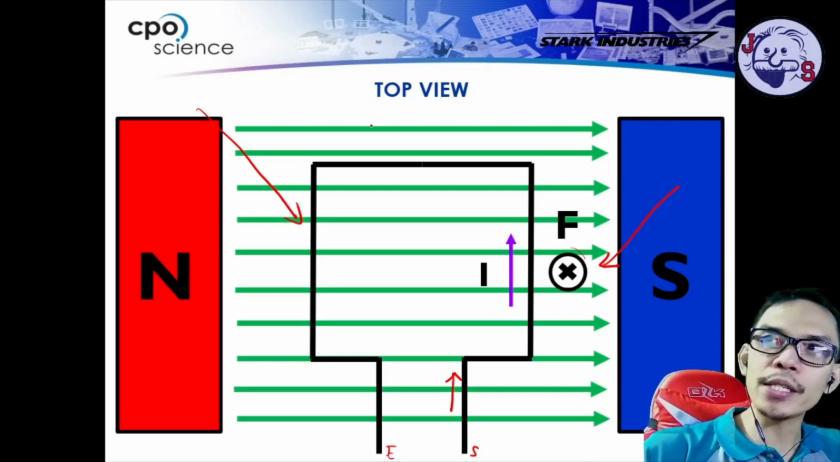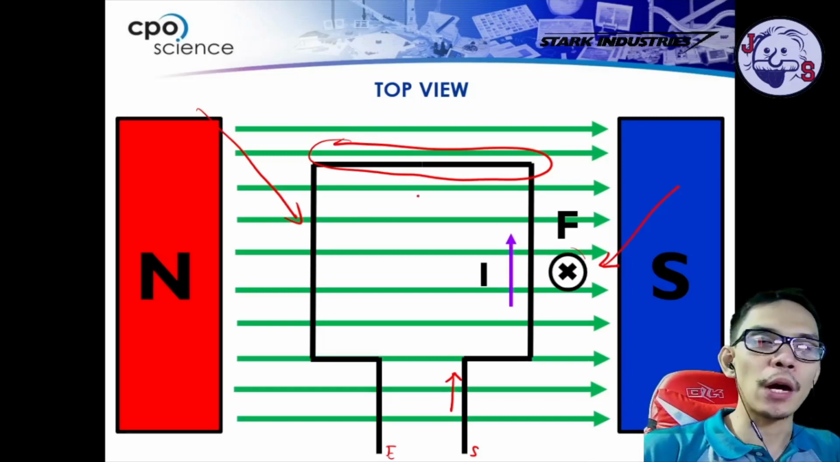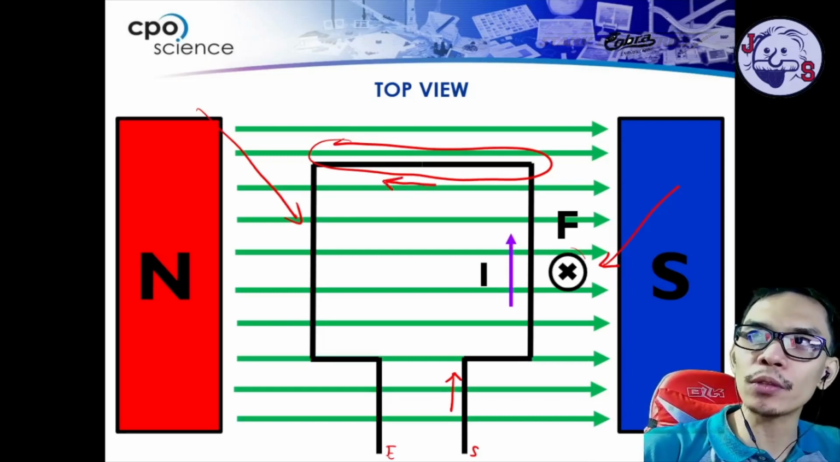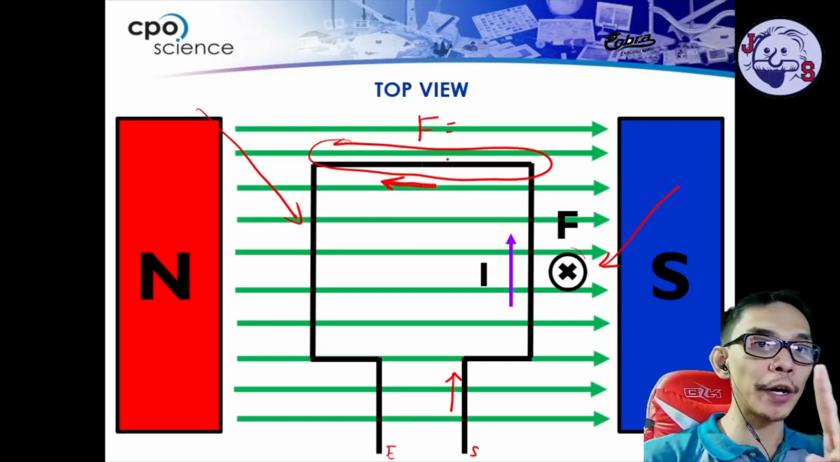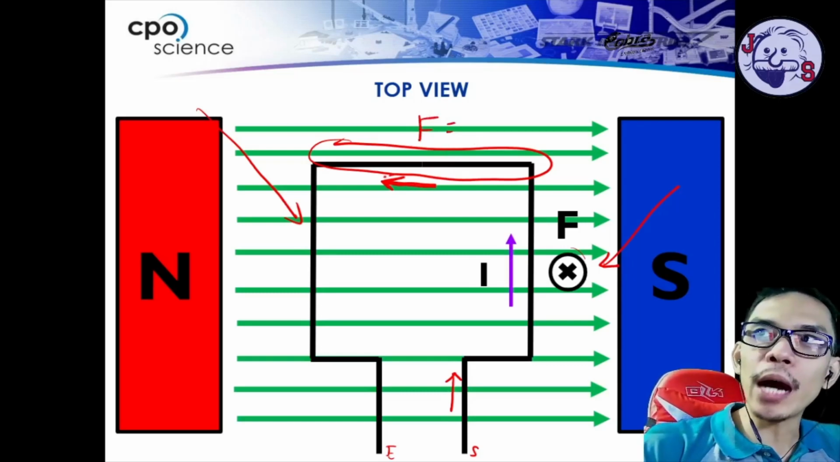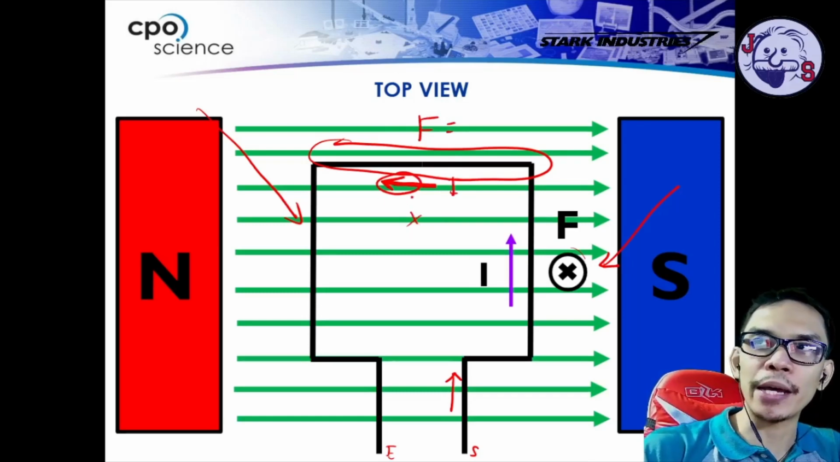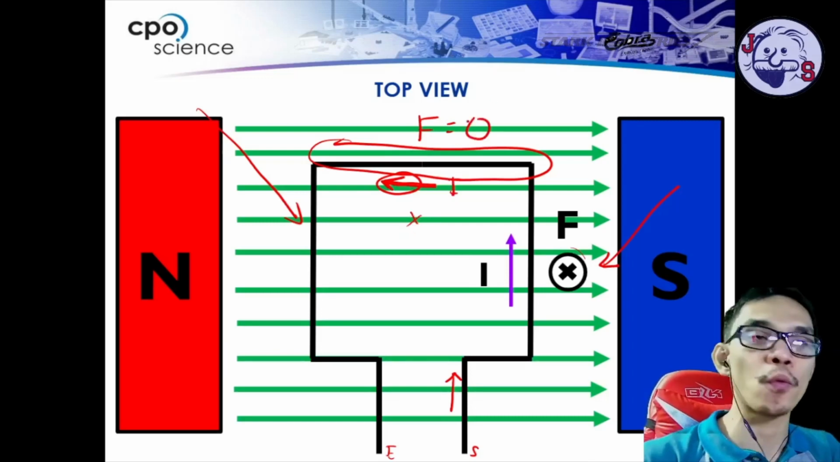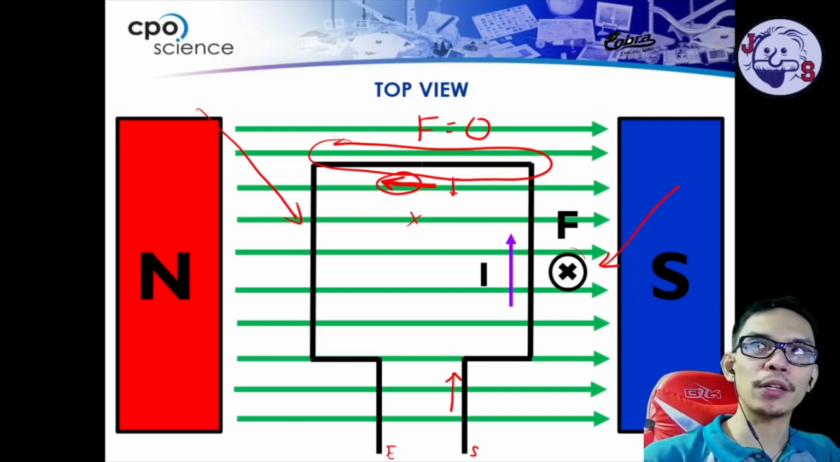Now, let's take a look at this particular side of the wire right here. If the current over here is going in that direction, what will be the force on that wire? Remember, the current is parallel to the magnetic field. Therefore, the force there is zero, on that particular wire.